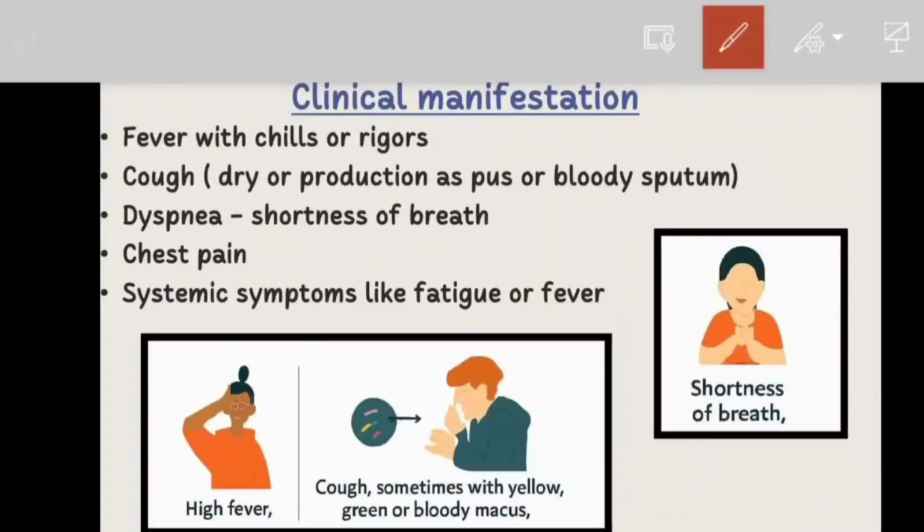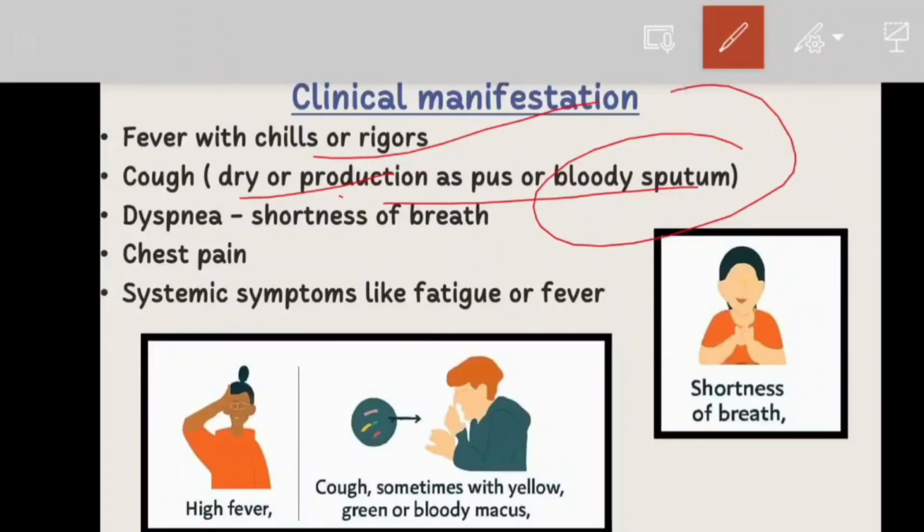Okay, now students, we see the clinical manifestations. So if a patient has pneumonia, what symptoms will you expect? The symptoms are fever with chills or rigor, cough, that is dry or productive with pus or blood-stained sputum, dyspnea, that is shortness of breath, chest pain, and systemic symptoms like fatigue and fever.